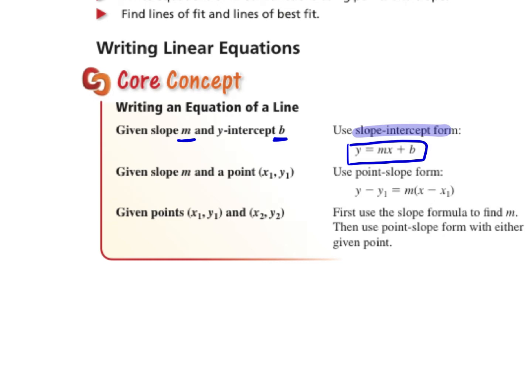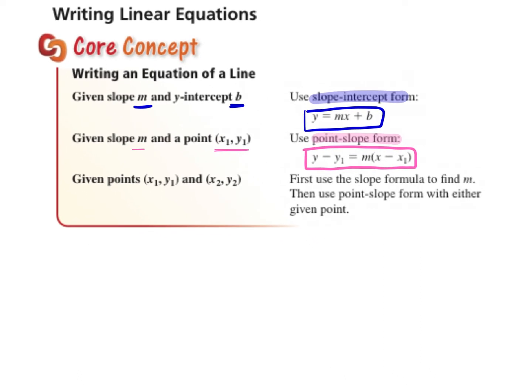If we were given the slope and a point, we would use point-slope form, which is y minus y1 is equal to m times x minus x1. So that is point-slope form. Those are two different equations of a line. It depends on what we are given, but we could use either one. Sometimes the equation will say, write an equation in point-slope form. It'll specify what type of equation it wants.